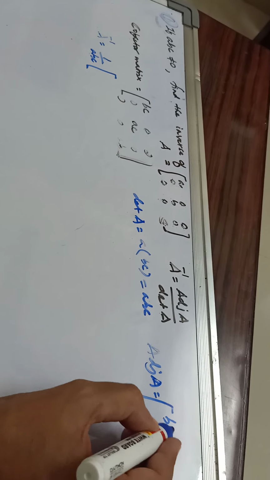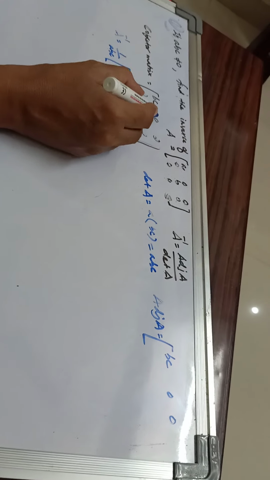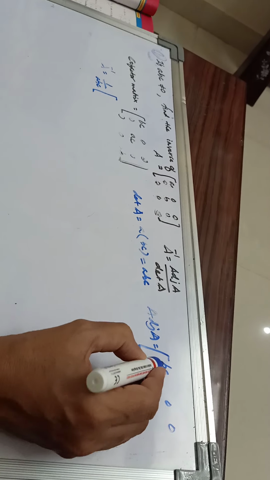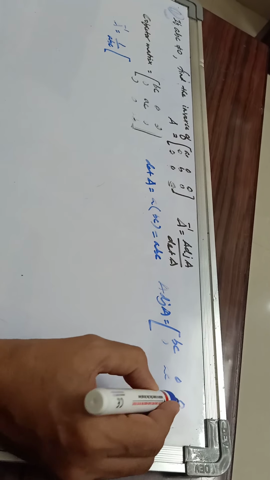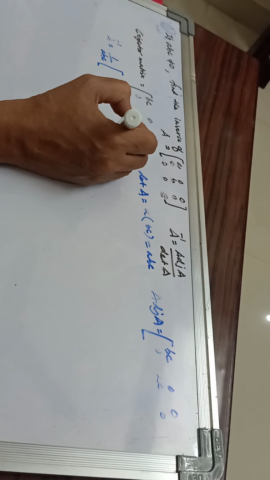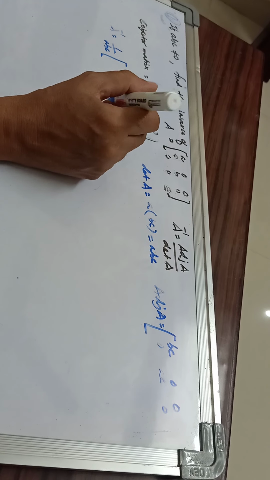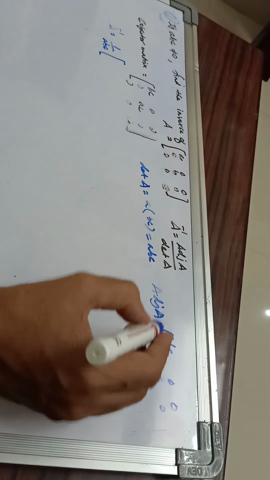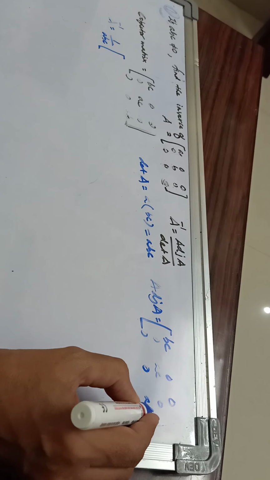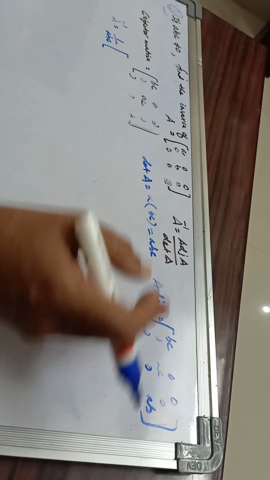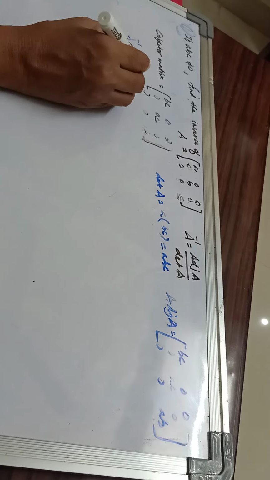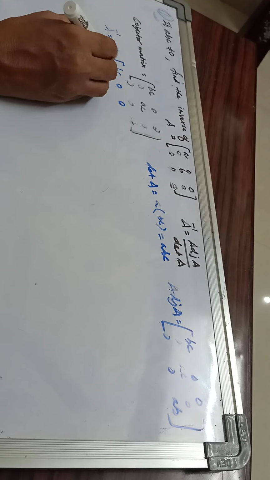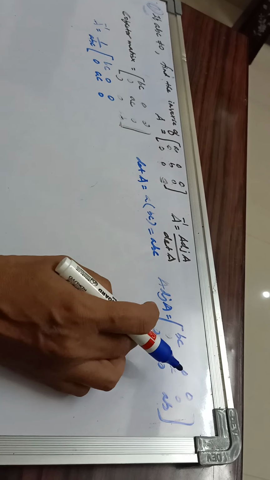BC 0 0, they come horizontally. 0, AC, 0. These three are to be written horizontally. That means the columns have to become rows. Rows and columns are to be interchanged, no? So 0, 0, AB. So anyhow you will get the same matrix here. So BC 0 0, 0 AC 0, 0 0 AB.